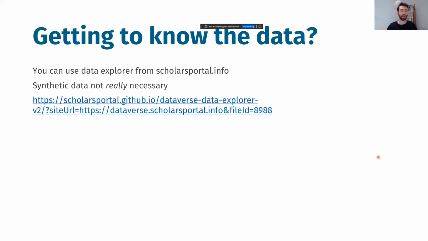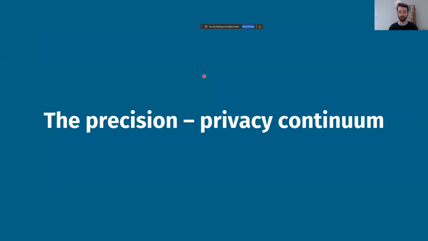Kind of a small aside, if you just want to get to know the data, you can use a Data Explorer from Scholar's Portal. On Dataverse, you can just explore the metadata files and fields and so on and so forth. There you can actually already see how many cases there are, how many variables, what the variable types are, and this kind of stuff. So for this purpose, synthetic data is not really necessary, but it might be very useful to get an idea in your computer program of choice. So you can go to that link if you are interested in that. But let's move on to the next part.